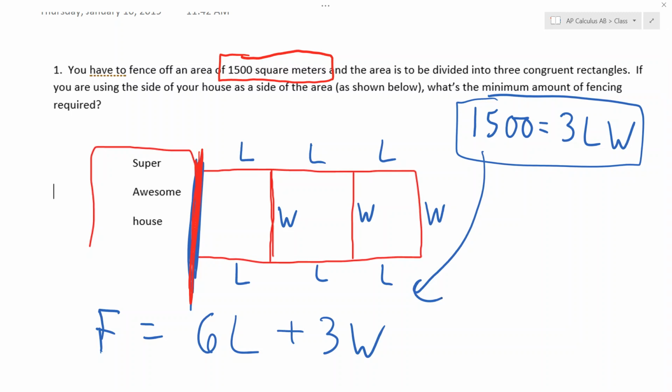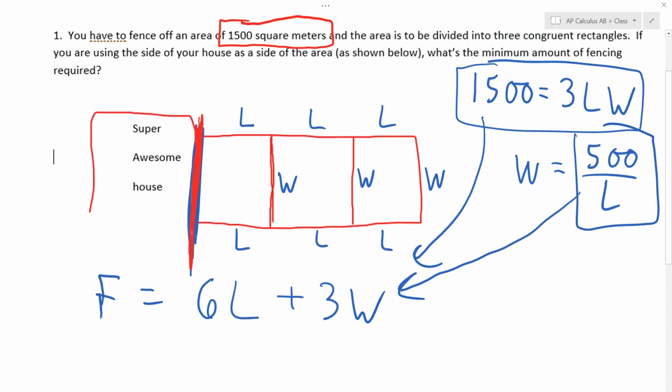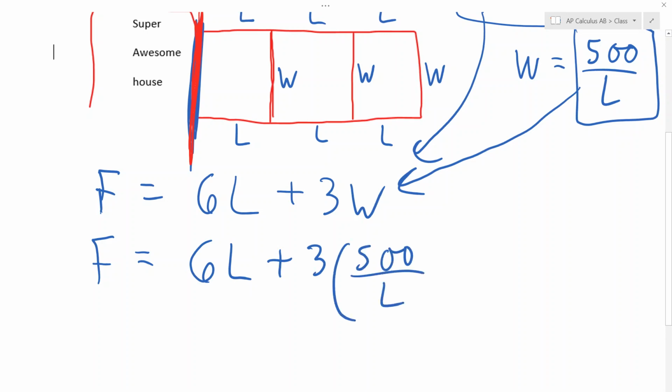Okay? And when you do that, you get W is 500 over L. So whatever L is, W is going to be 500 over L, so that we get a 1,500 square meter area. And because W has to equal this, I'm just going to go ahead and drop it in right down here. Okay? Because again, the goal is to derive the fence equation. We want to find the minimum amount of fence. So W is becoming 500 over L.